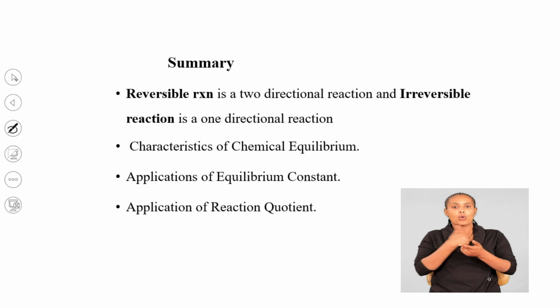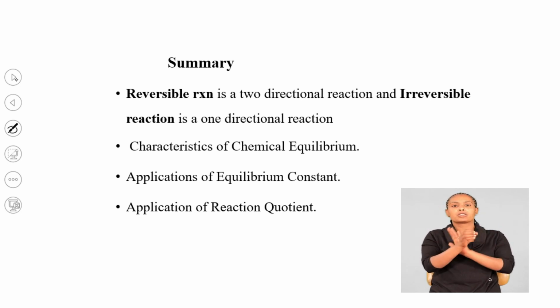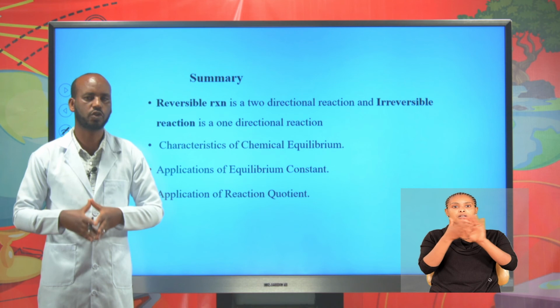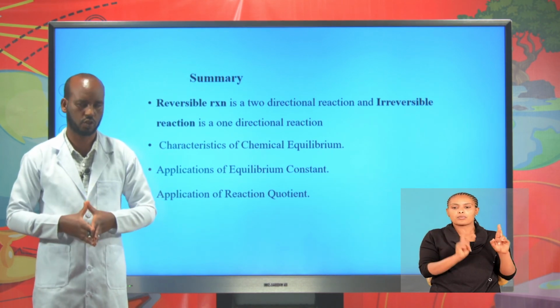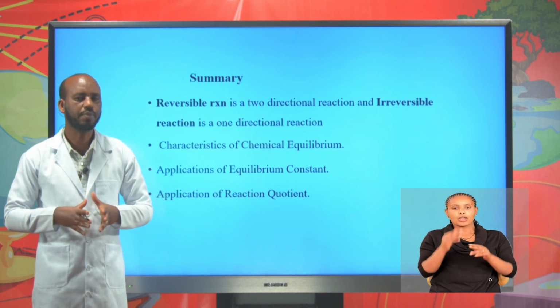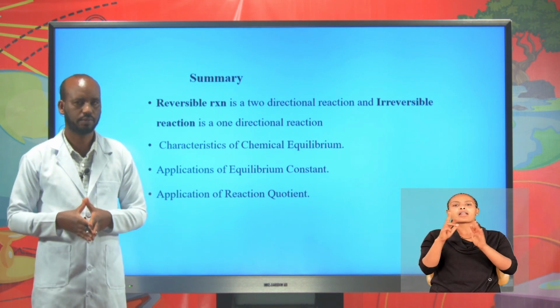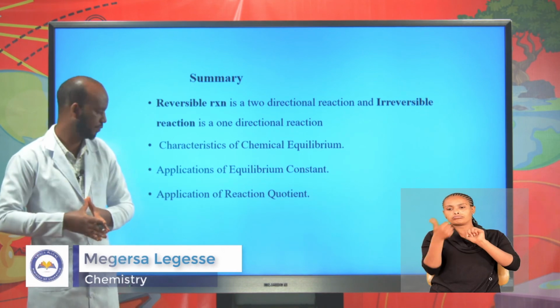We also discussed applications of equilibrium constants and applications of the reaction quotient. As we said, equilibrium constants show us the relative concentration of both reactants and products, or equilibrium position. Equilibrium constants predict the direction of the reaction and the extent to which reactants are converted into product.